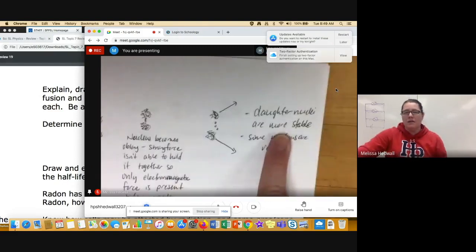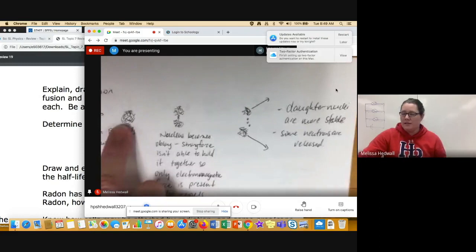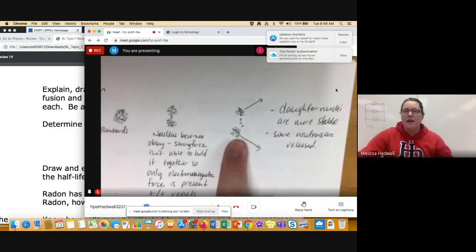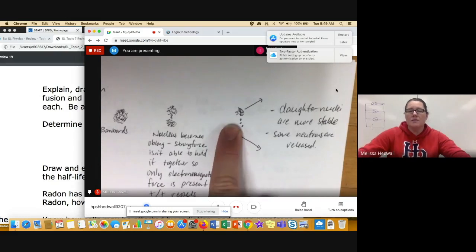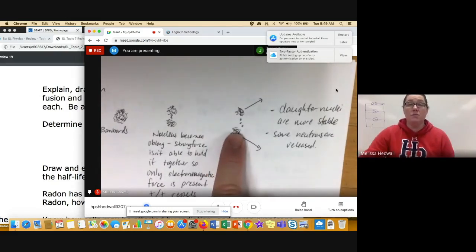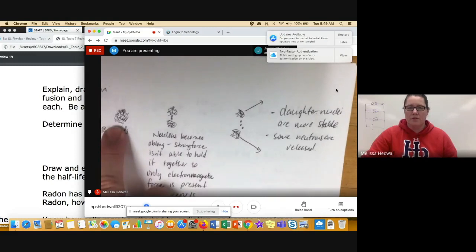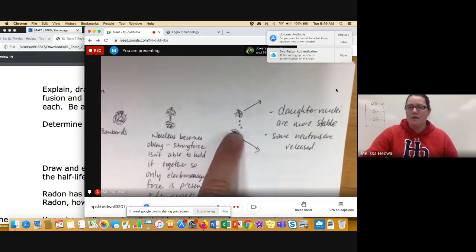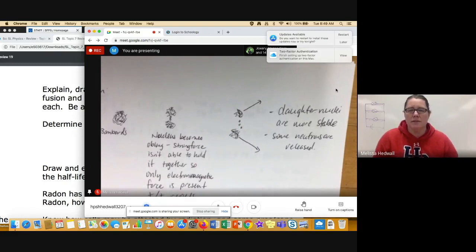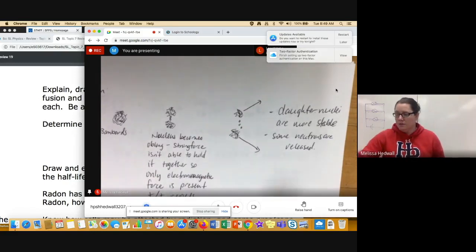We talk about the parent nuclei, which is what it starts as, and the daughter nuclei, which end up being more stable. Sometimes they're not super stable and can continue to decay, but they are more stable than the parent nuclei. And because they're more stable, some of those neutrons aren't able to get in there, and so you have neutrons that are released.